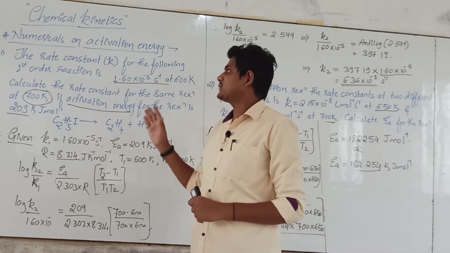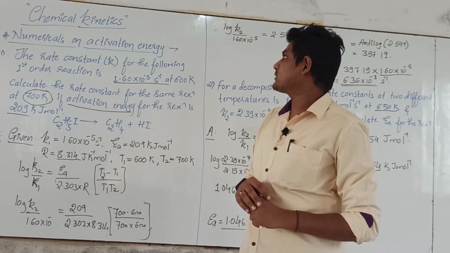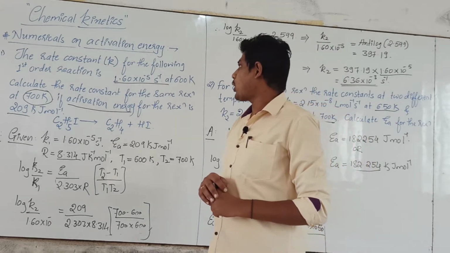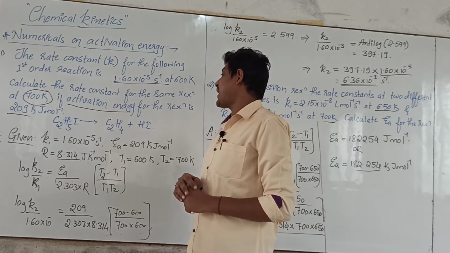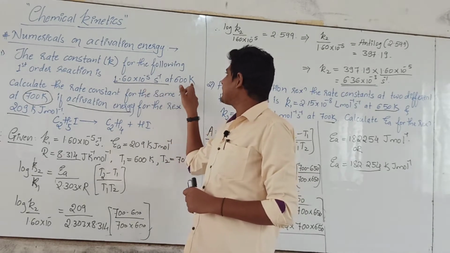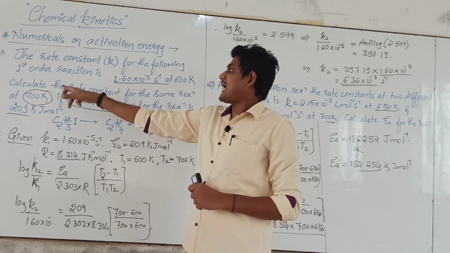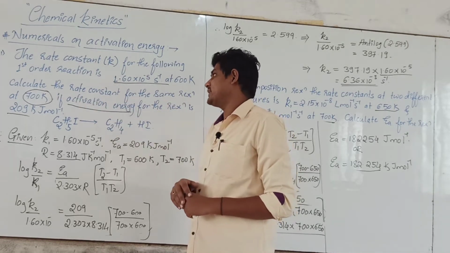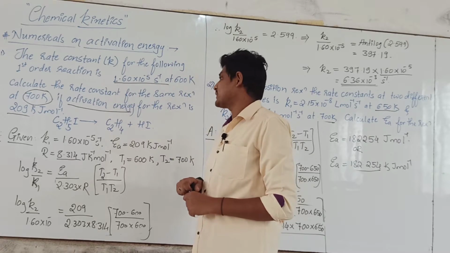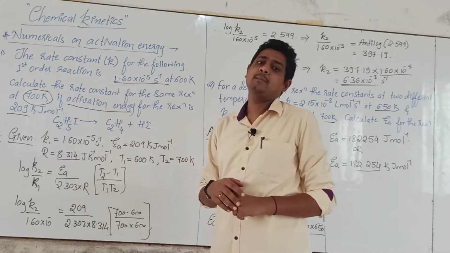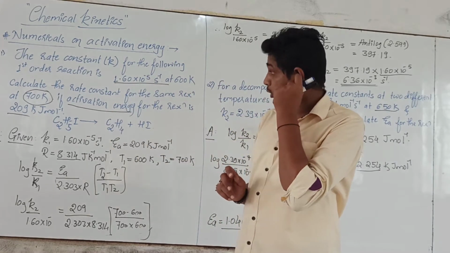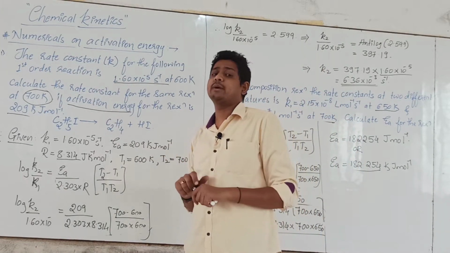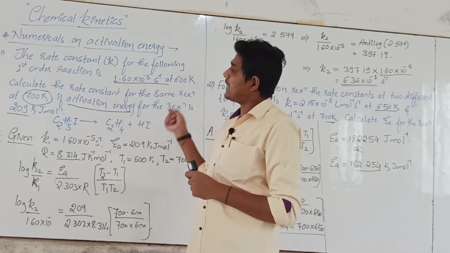Okay, so now the first problem is: the rate constant for the following first order reaction is 1.60 into 10 to the power minus 5 per second at 600 Kelvin. Calculate the rate constant for the same reaction at 700 Kelvin if the activation energy for the reaction is 209 kilojoules per mole. Okay, so what are they asking you to calculate?